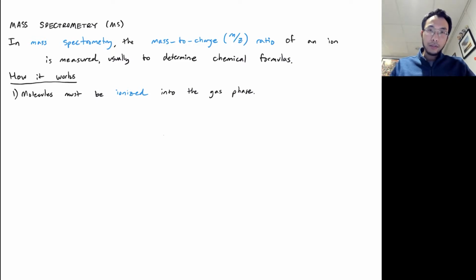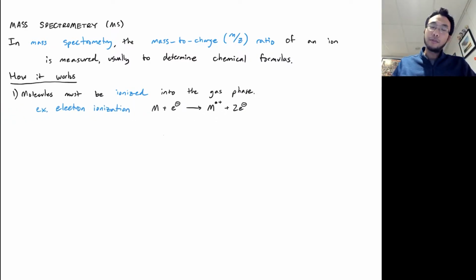So there's a few pieces in the instruments that are used to measure mass spectra, which are called mass spectrometers. The first thing is that our molecules that we're studying are usually neutral. And so our first step is that we have to ionize these molecules and also get them into the gas phase so that they're completely isolated from everything else, so that really we're only measuring one ion at a time, not some larger cluster of ions.